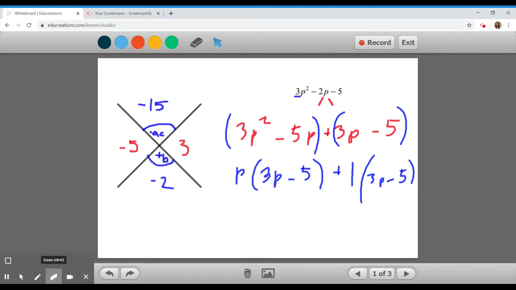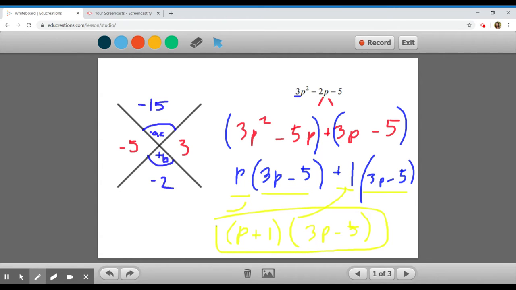The big thing to notice is that in each of these binomials, we have the same binomial here. If we want to take it a step further and almost undistribute, we could say that p plus 1 was distributed to 3p minus 5. So recognizing these GCFs as something that can pull back together as a binomial. And this is hopefully our final answer.